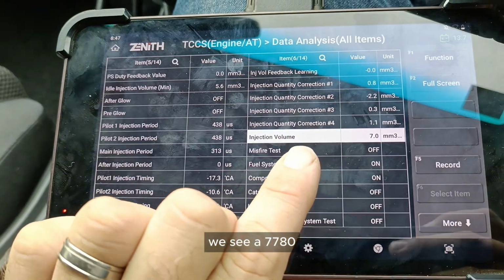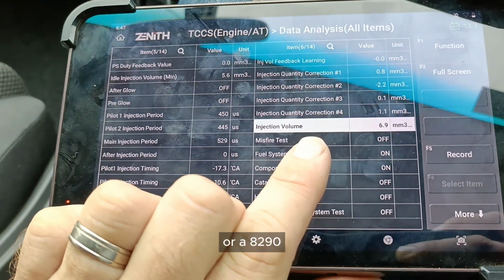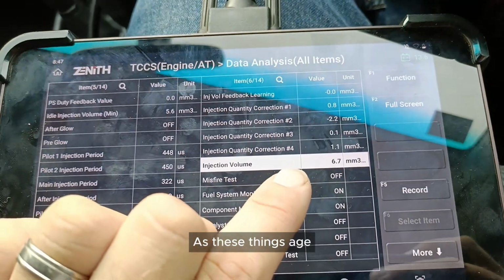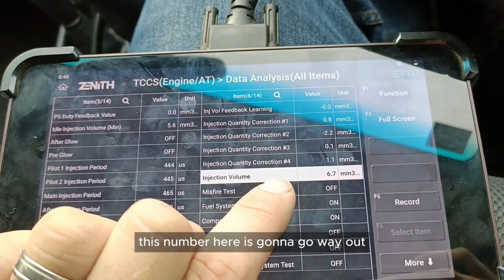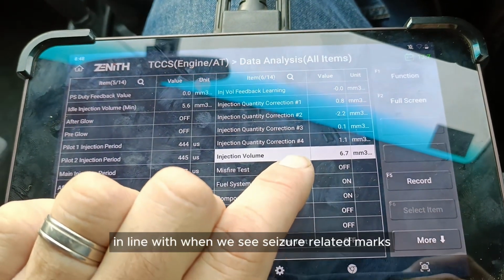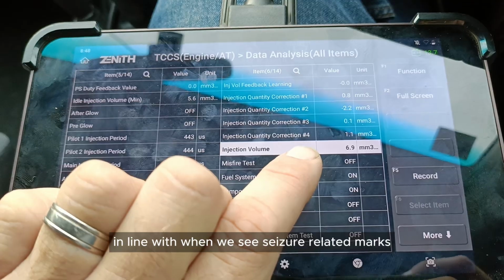Generally speaking, we see a 7, 7, 8 or an 8, 2, 9, 0, so the 13 or 11 code injectors. As these things age, this number here is going to go way out, to like 9, 10, 11. And that's usually in line with when we see seizure-related marks inside the injector.